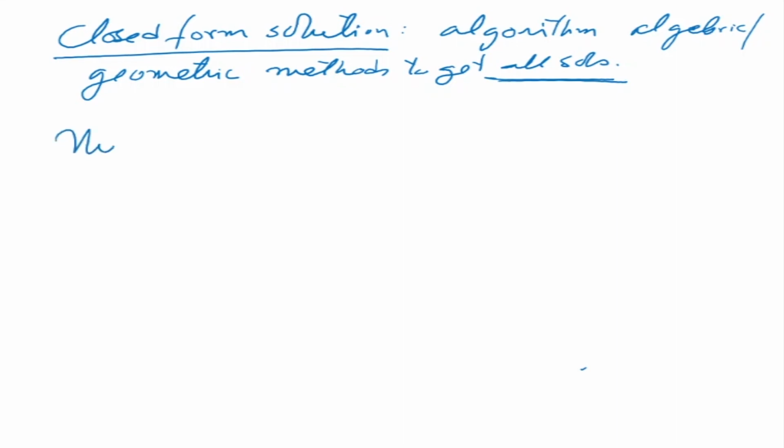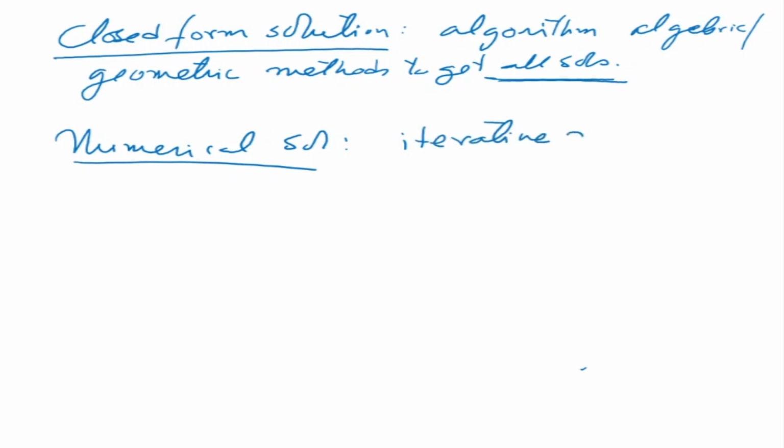What's a numerical solution? A numerical solution is basically an iterative method, and these are also approximate, so you use an iterative method and get an approximate solution. In robotics we do not use numerical methods because you don't get exact solutions, you get iterative, approximate solutions, which we don't want in robotics.